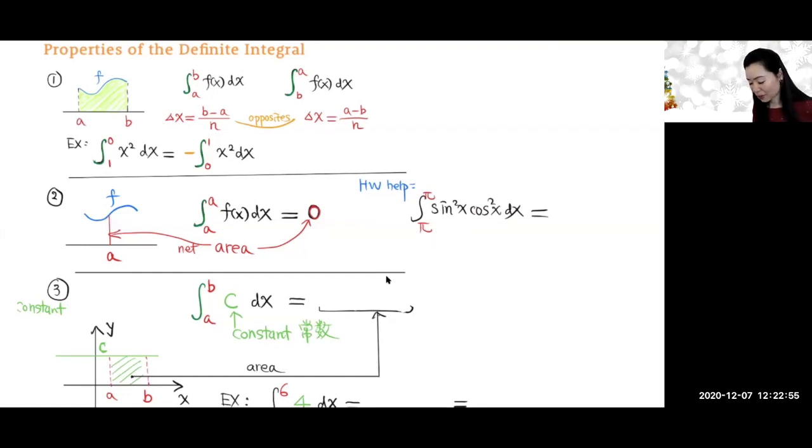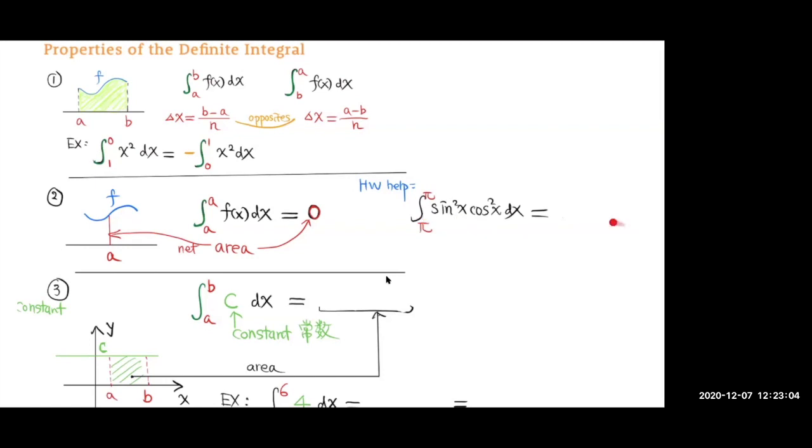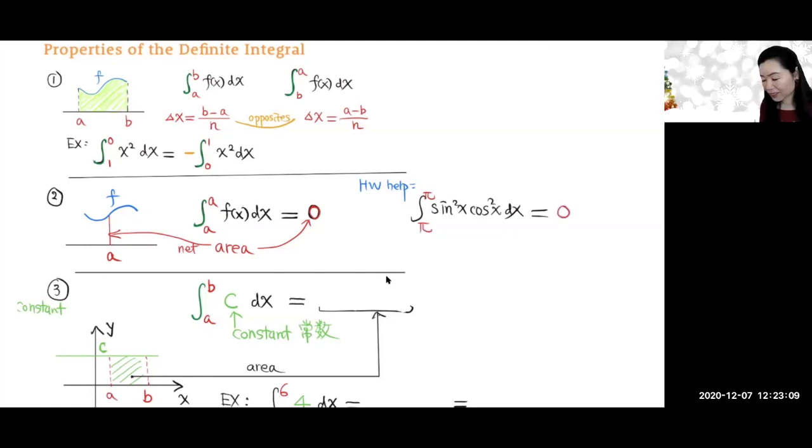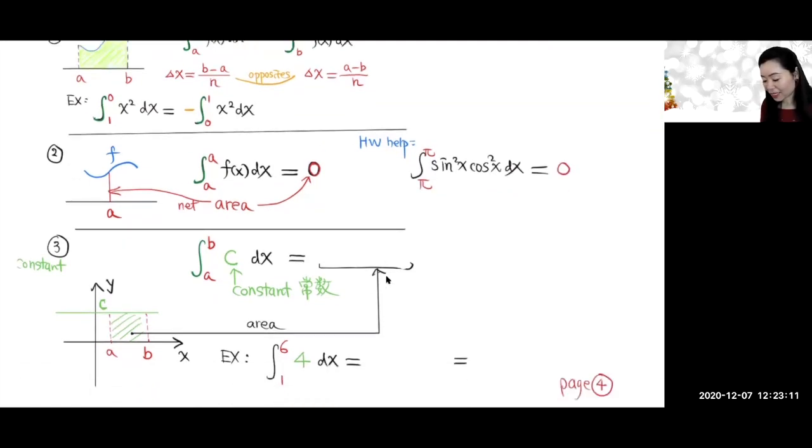So in your homework, that's a tricky one. Someone might say, wow, how can I find this integral, right? So what do you think? This integral, the upper and lower limit are the same. What does it equal to? From the property, it is 0. Yeah, that's going to be 0. So remember that when you do homework.